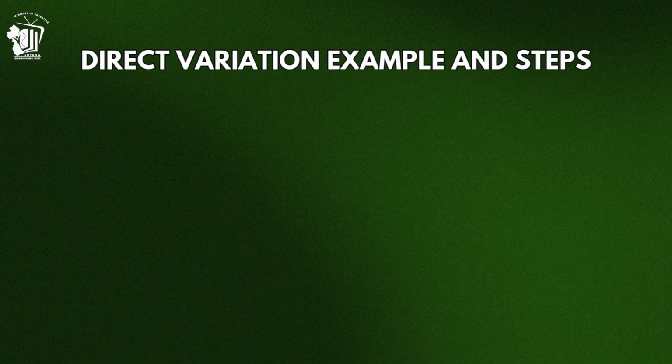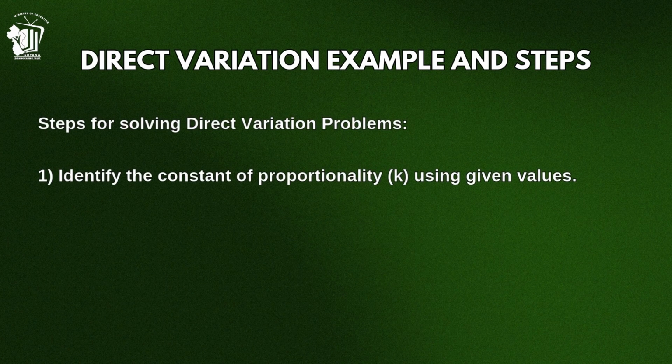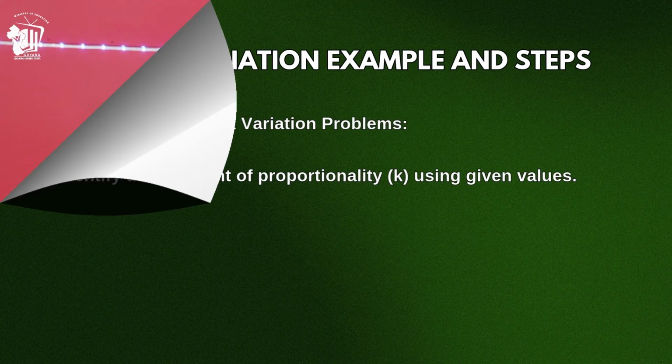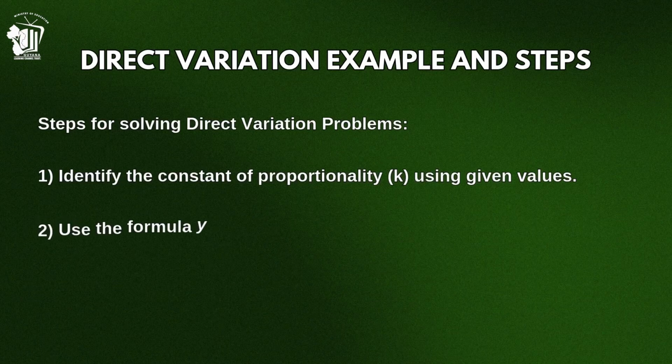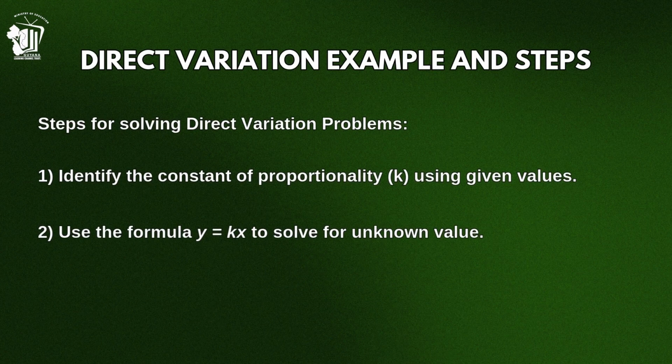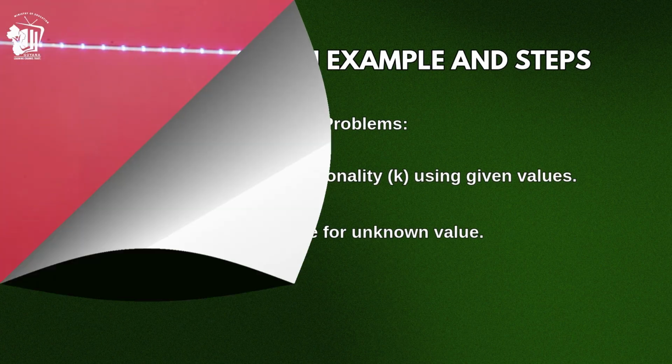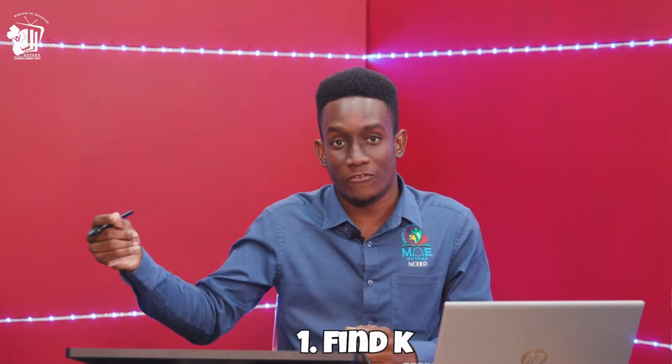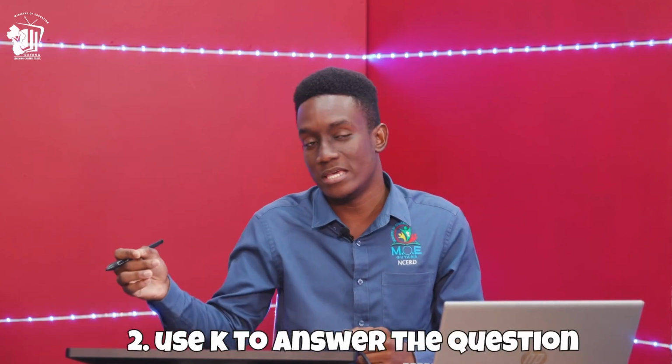So let's look at how we deal with questions involving direct variation. First of all, we identify the constant of proportionality, which is k, using the given values that you will have in the question. After you finish finding that k value, which is important, that is the first thing you should find, you then use the formula y equal kx to solve for the unknown. So step one, you find k. Step two, you use k to answer the question. So let's look at an example.